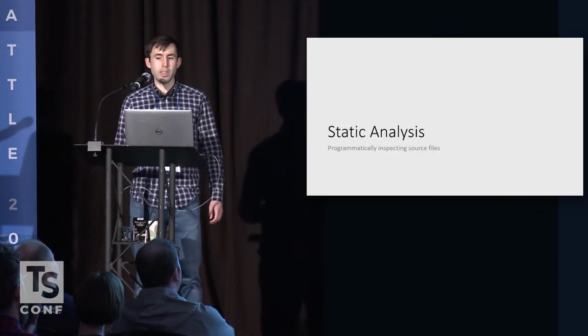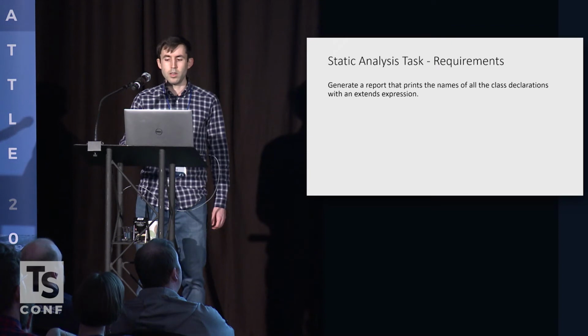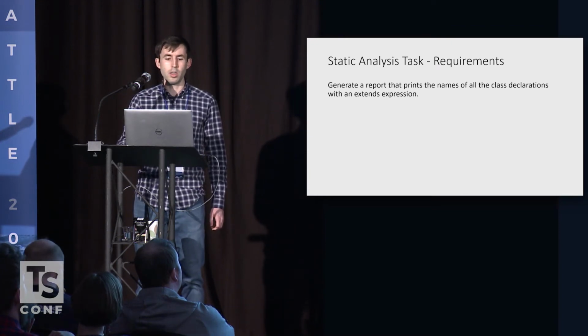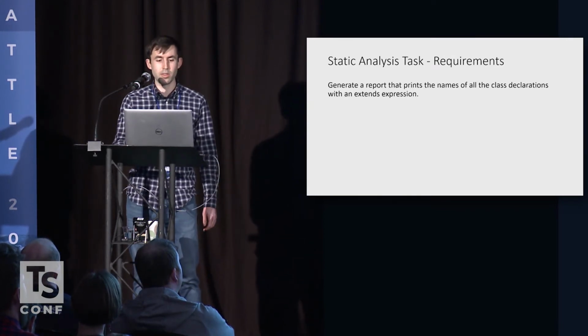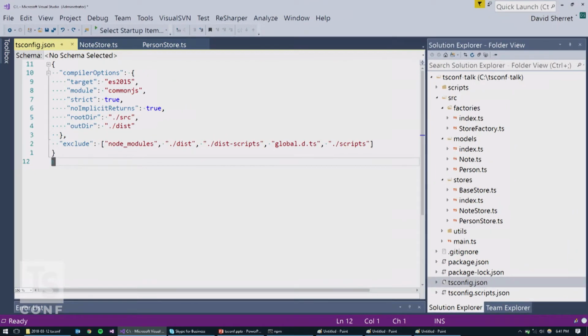Now that we understand a bit about the AST, we can now talk about static analysis. So for this demonstration, we're going to implement what we talked about earlier, which is to generate a report that prints the names of all the class declarations with an extends expression. Before we begin, I'm going to quickly show you the project we're going to be working with.